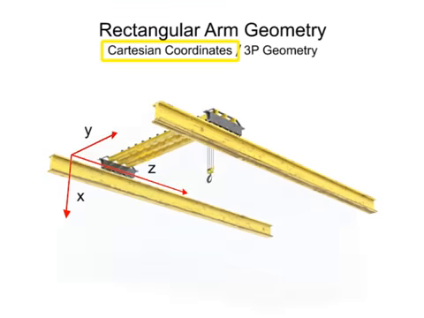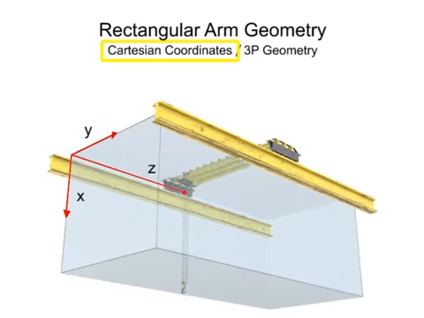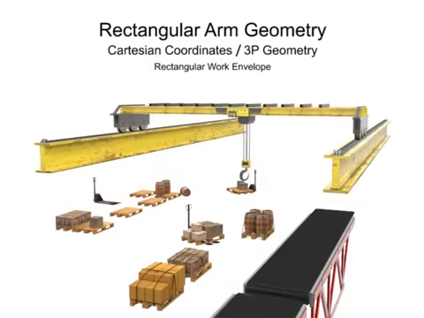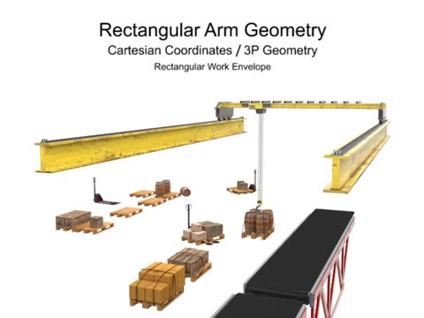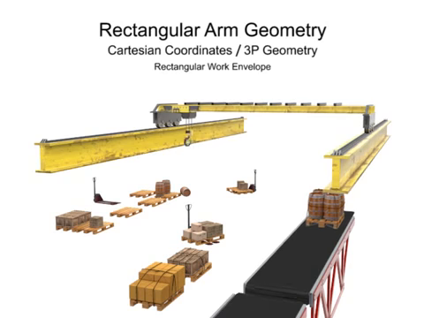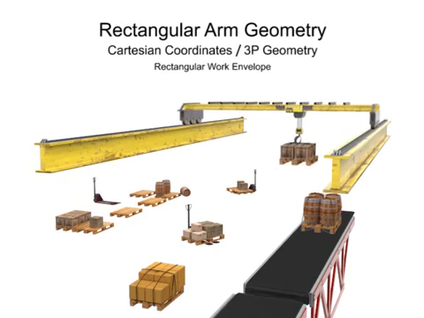Robotic arms that use Cartesian coordinate geometry generate a rectangular work envelope. Rectangular robotic arms have the simplest geometry and control system and are typically used in material handling operations.